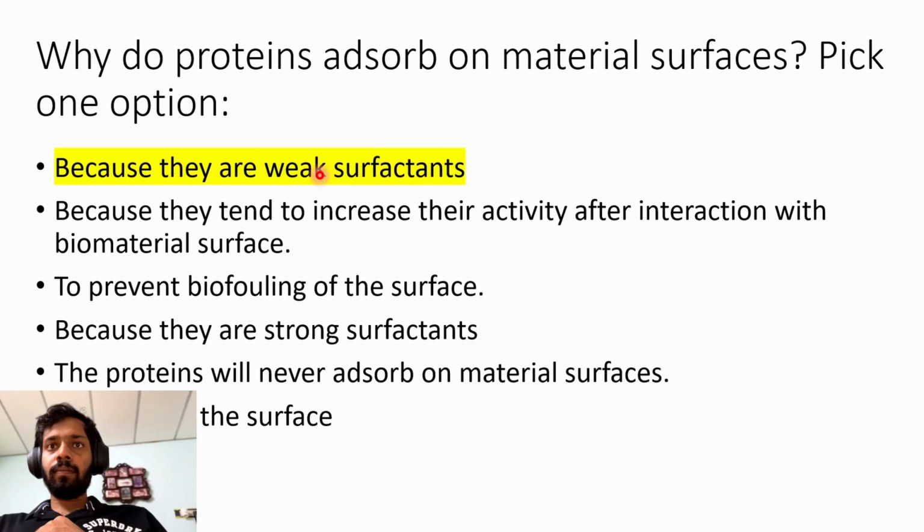So what happens is the core gets opened up, the protein immediately goes to the biomaterial surface, and the hydrophobic structure gets adsorbed and stuck onto the material surface, basically minimizing the entropy, and that's why proteins bind to these material surfaces. Is that clear? Any questions?